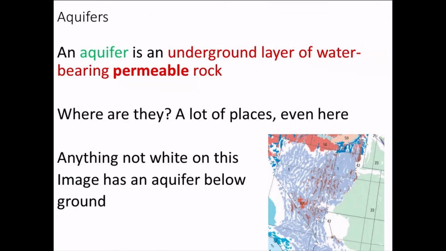Where are they? There are a lot of aquifers. Pretty much anywhere you have land on Earth, there are aquifers, even in deserts. Anything on this image that is not white is an aquifer. So you can see the state of Utah over here has aquifers. Up here in Idaho has aquifers, California has aquifers, Nevada has aquifers, and Arizona has aquifers. There are some areas that do not have aquifers for the most part, but they may still have some underground water.